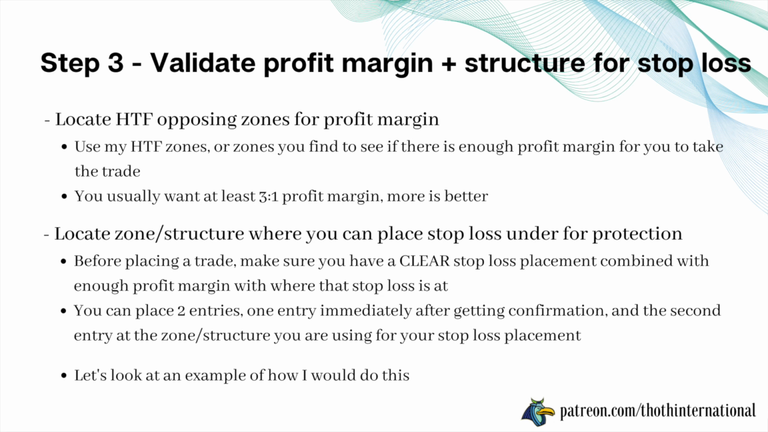So we need to locate the zone and the structure where you can place your stop loss under for protection. Before placing a trade, make sure you have a clear stop loss placement combined with enough profit margin of where that stop loss is at. And I will show you in a minute how I do that. And you can also place 2 entries where one entry is immediately after getting confirmation and the second entry at the zone or structure you're using for your stop loss placement. So let's look at an example of how I would do this.